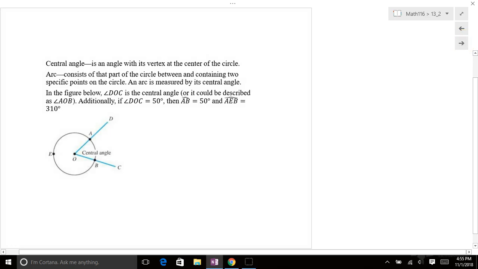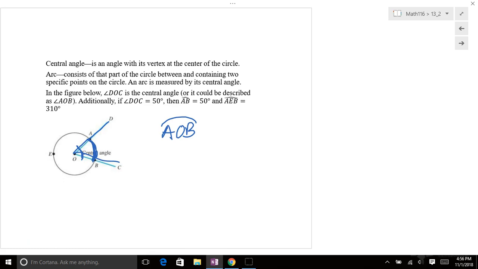Central angle is this angle right here at O. Its vertex is at the center of the circle. An arc is the portion that is created from that central angle. So here's the arc AB right here, arc AOB. Angle DOC is the central angle, so you see the central angle right there, DOC.